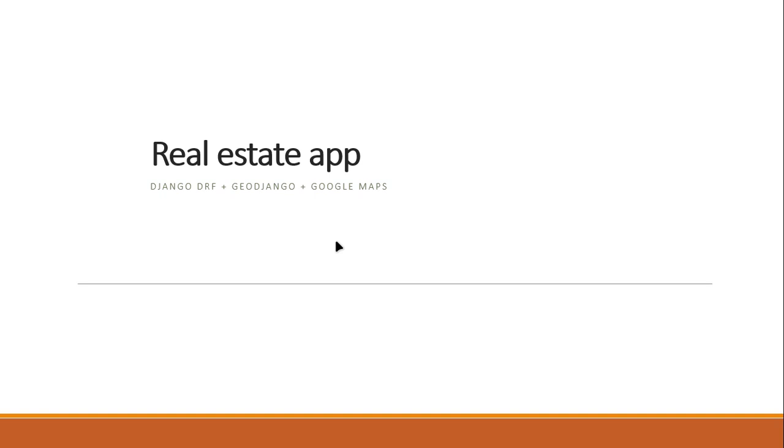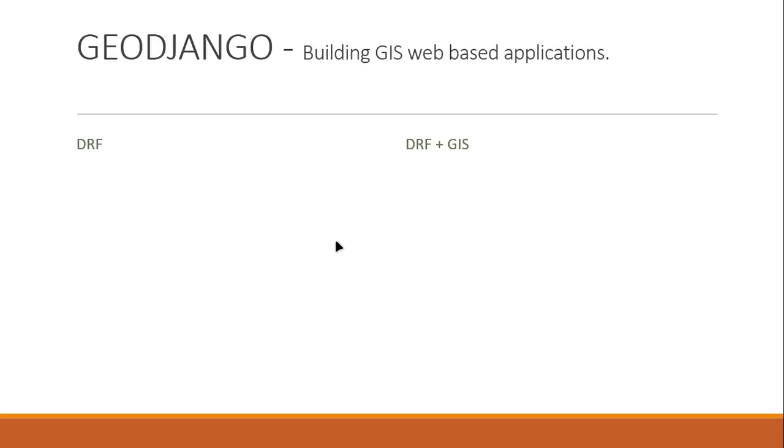And so, for this, first of all, I've thought it good for us to have a basic understanding of what goes on behind the scenes so that we can have a better understanding of the application that we're going to build. So obviously we're going to be using GeoDjango, which is typically used for building GIS web-based applications. So GIS web-based application, what does that mean?